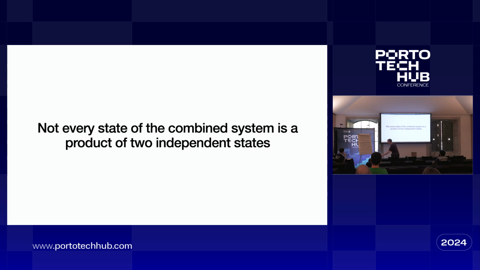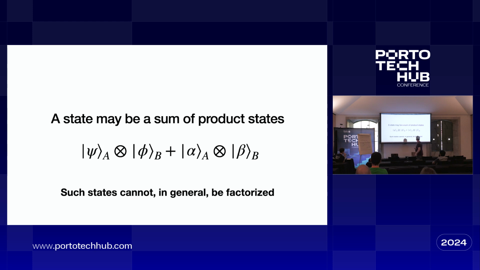We're not actually going to have to do that. Now, we can also make a state by taking a sum of two of these product states. And now here's where it starts to get interesting, okay? These states can't, in general, be factorized into a product of two states.